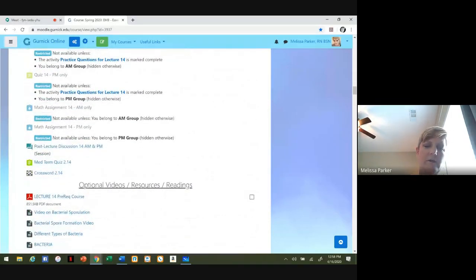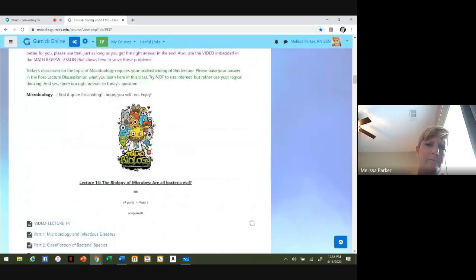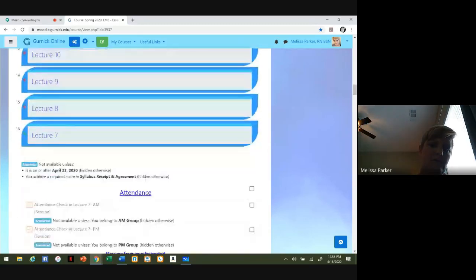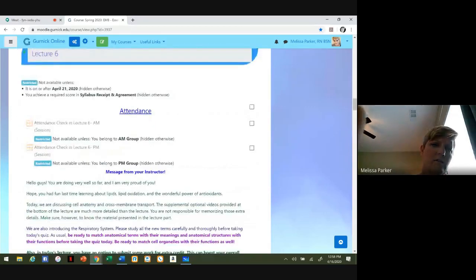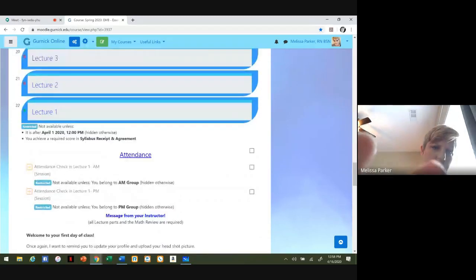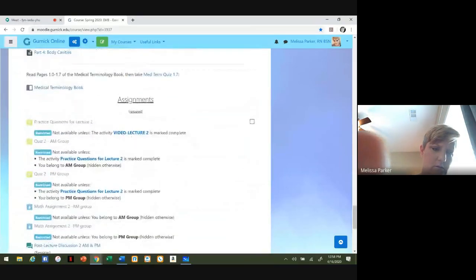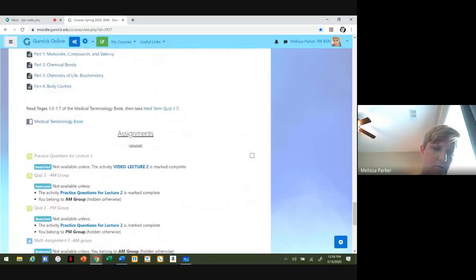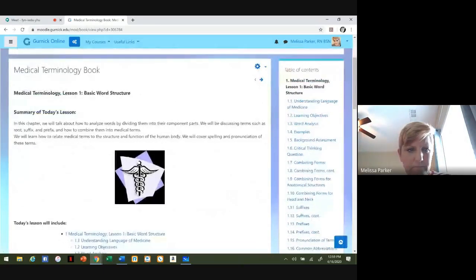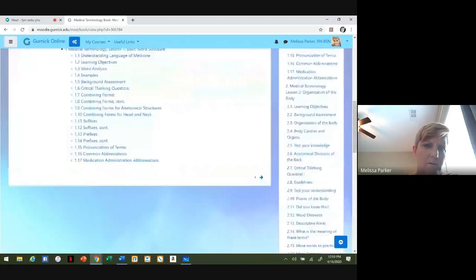So like right here, there's a crossword. And then there's like hangman and things like that. So you'll have those to do. Sorry if I'm making you sick as I scroll, making you motion sick. I can't remember if I think it's lecture 2. So those are just the book.